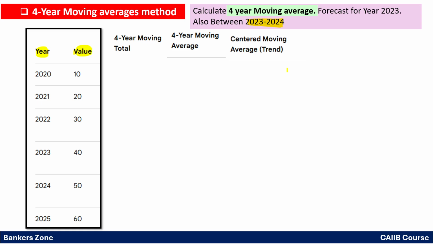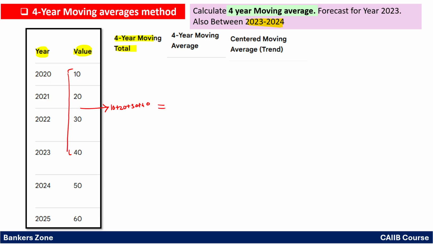So first step is we have to find the 4-year moving total. How to find 4-year moving total? So see, first add the first 4 values that they have given. So simply add all the values and write it down at the center position, right? So the center position for 4 values will be just below 2, right? So here you will write 10 plus 20 plus 30 plus 40, right?